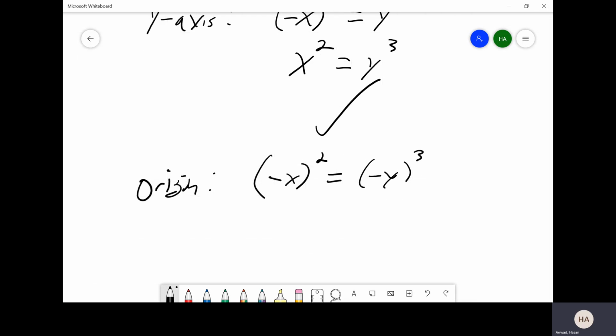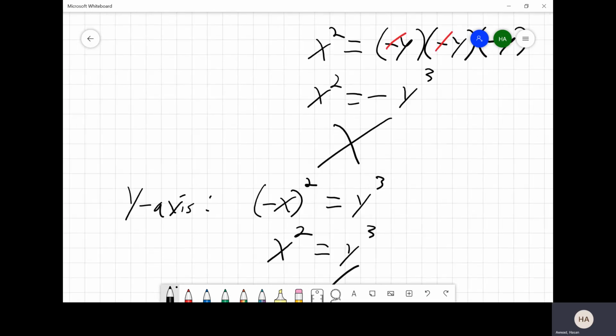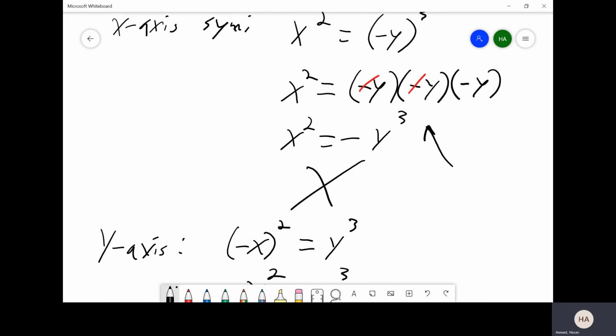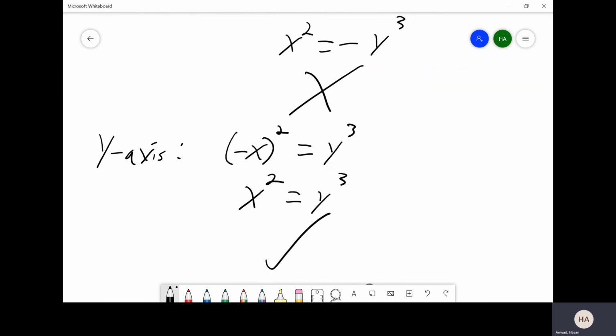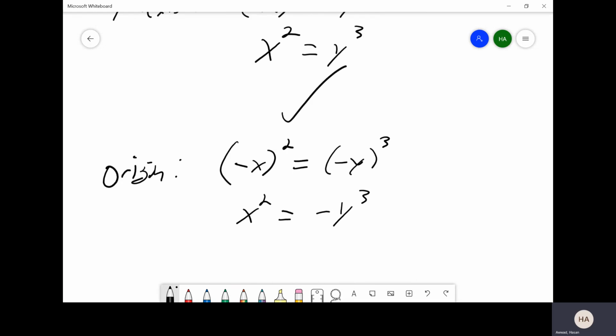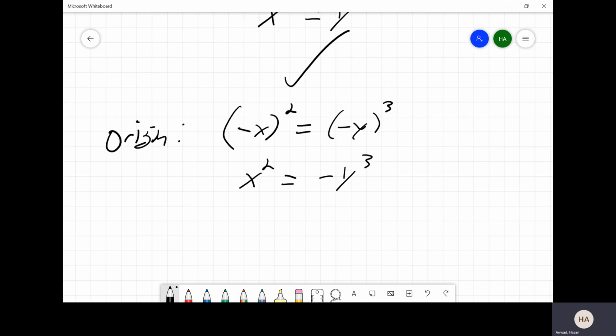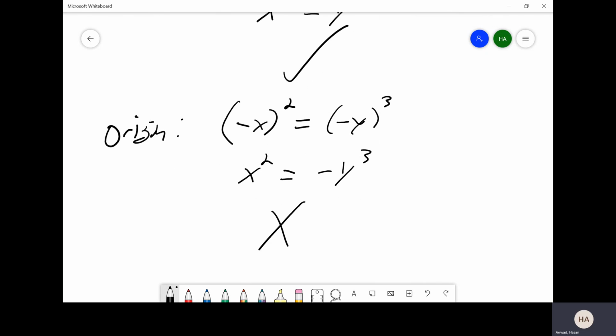And for this, we get x squared back, same as we did above. And for here, we get negative y cubed back because, again, that's the same thing that we had over here, right? We had the negative y and we were cubing it. We found that there was still one negative left over, and it's the same thing over here. We still have one negative left over. So we have x squared is equal to negative y cubed, which is not the same equation that we started with. So it is not symmetrical about the origin.